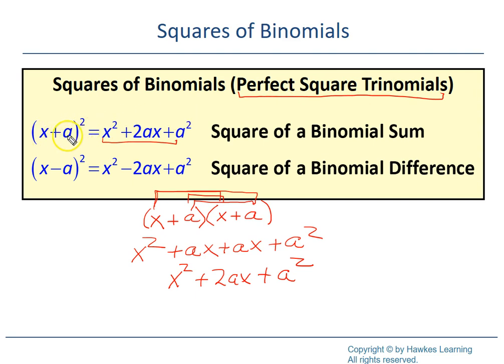Now, here we're squaring the sum, and here we're squaring the difference. The only difference between the two is the middle sign. And the first and last terms are always positive. But depending on what was the middle sign in this binomial, that will be the middle sign in your trinomial. And if it was negative, this will be negative. Okay, a little background, and let's have some practice now.